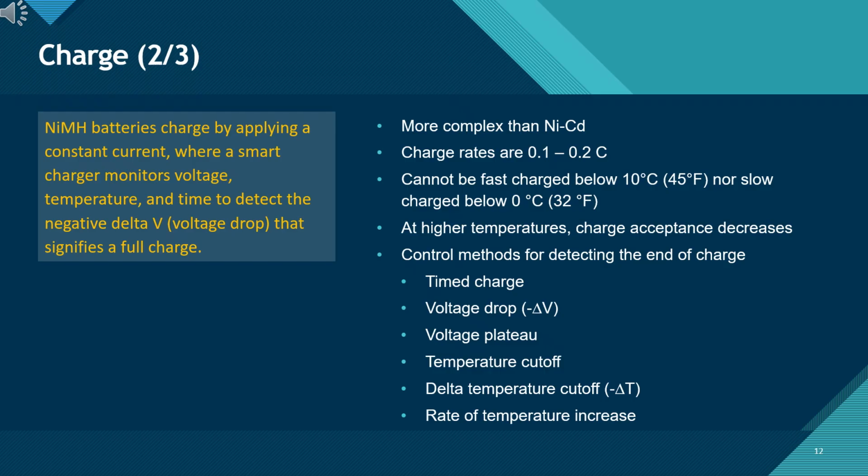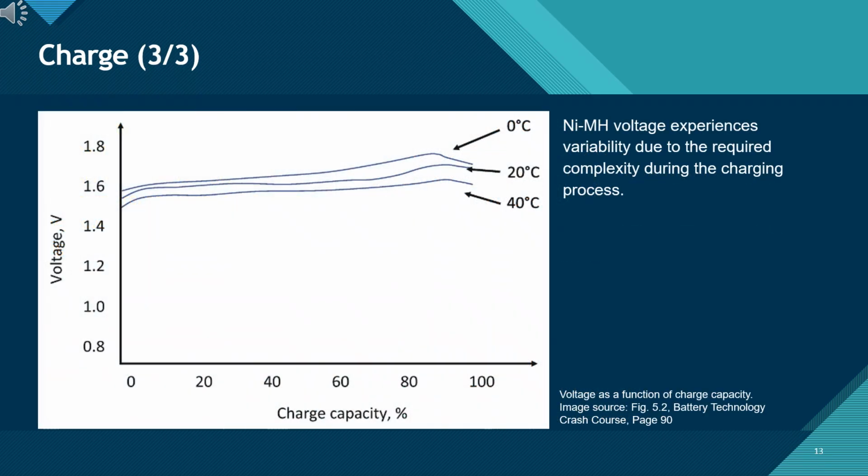Charging is not recommended below 10 degrees Celsius for fast charge or below 0 degrees Celsius for slow charge, while high temperatures reduce charge acceptance. To prevent overcharging and extend battery life, chargers use multiple control methods such as time charge, voltage plateau detection, and temperature cutoff or rate of rise detection.